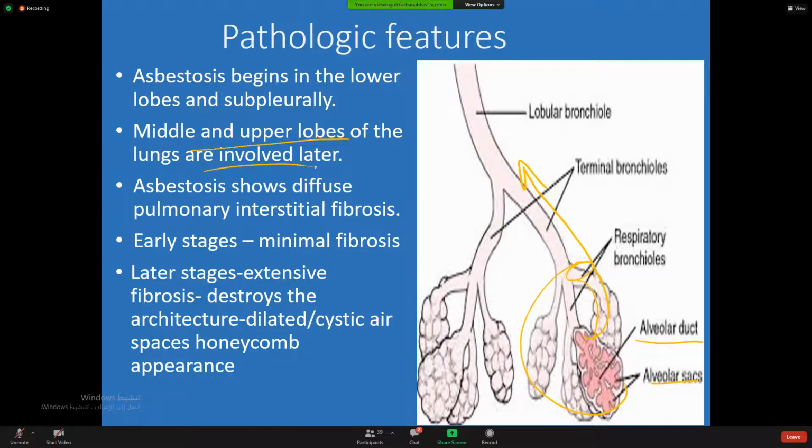Okay. Now, asbestosis shows diffuse pulmonary fibrosis, and in the early stages there is minimal fibrosis, and at the end, they can show dilated cystic areas, which may have a honeycomb appearance as well.